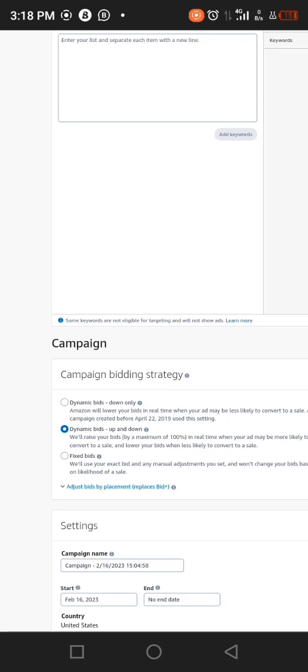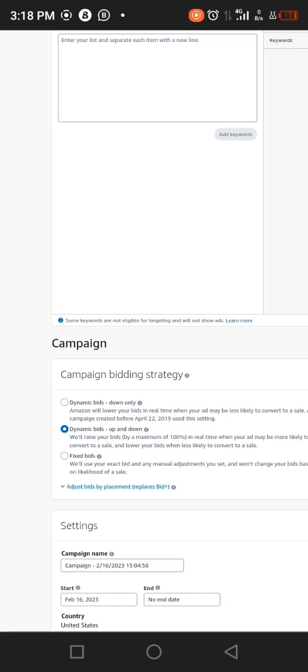Now, you could actually reach these people and they would not buy. But the Amazon algorithm has just found out that you're making more sales and they want to do this. That's why it's not really advisable for you to use automatic targeting as a beginner. Okay, so this is what dynamic bids up and down means. They would raise the amount of money you're paying for every day, or lower it, depending on how they see that it's going for different niches.